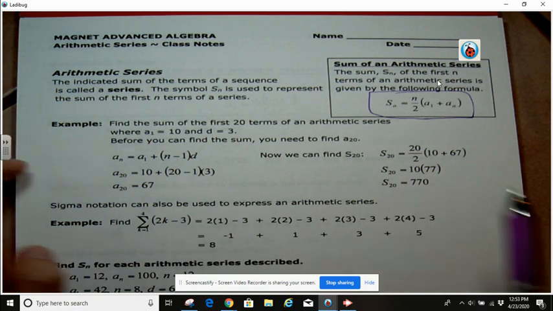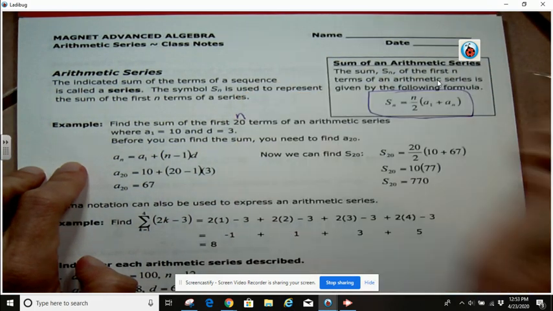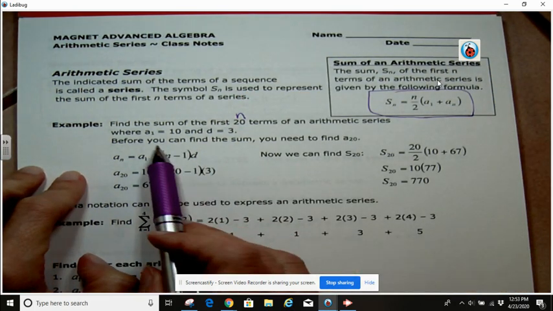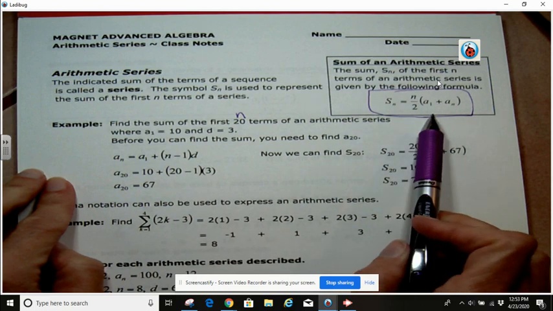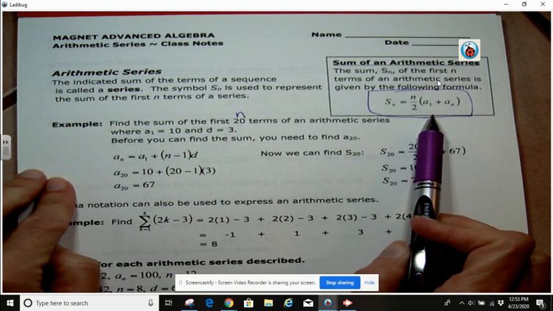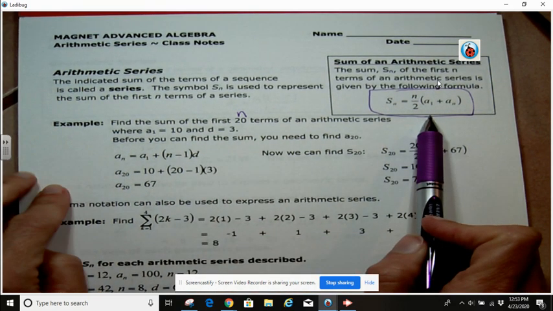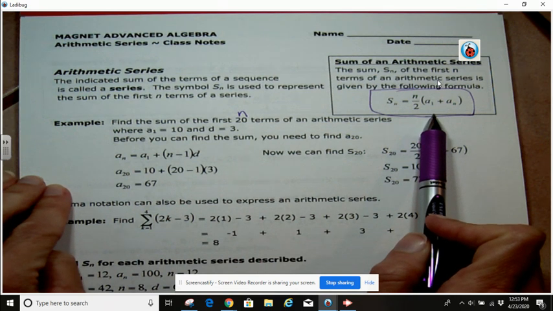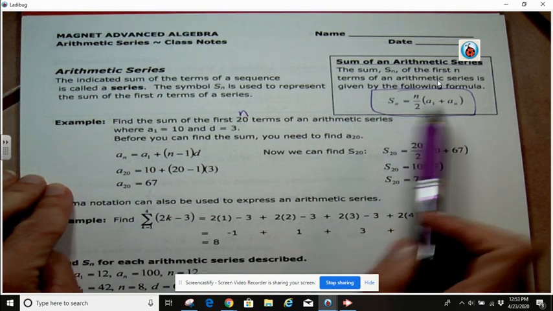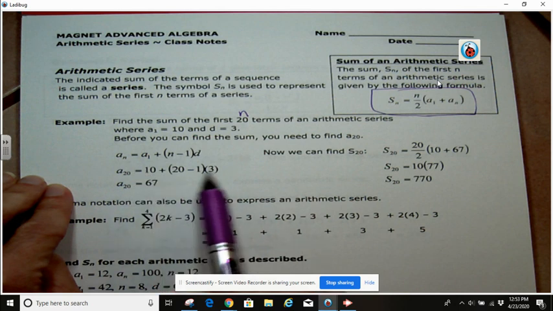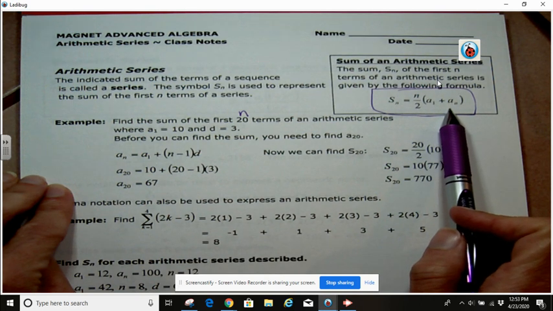Okay, so for example, we want to find the sum of the first 20 terms. That would mean that n equals 20 of an arithmetic series where the first term is 10 and the common difference is 3. Well, if I want to find the sum, I'm going to use this formula, and they told me n, great. They told me a sub 1, great. But then they told me d. Well, this formula doesn't need d. So why would they be telling me d if I need the sum and that's not part of this formula? That's to let you know that you will then have to use the sequence formula and the information they gave you so that you can find the 20th term so that you can use the formula.